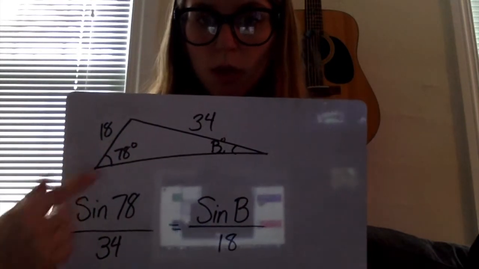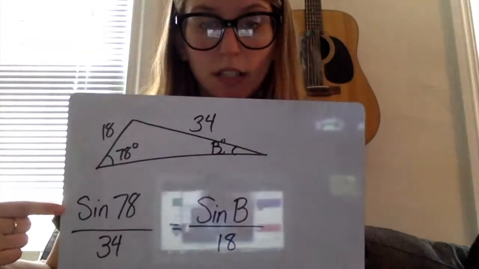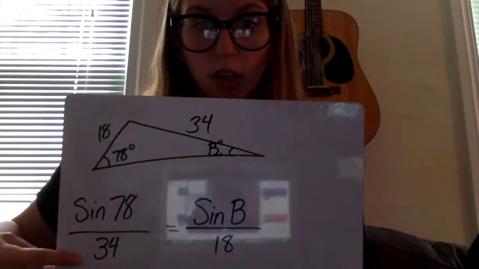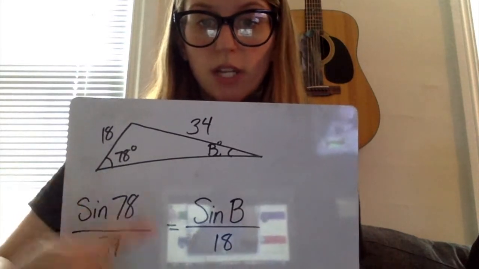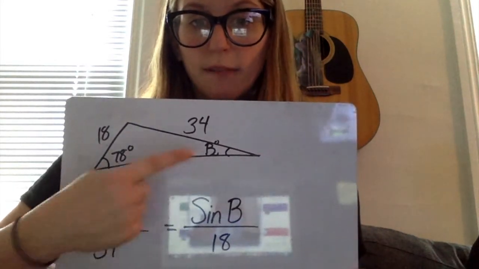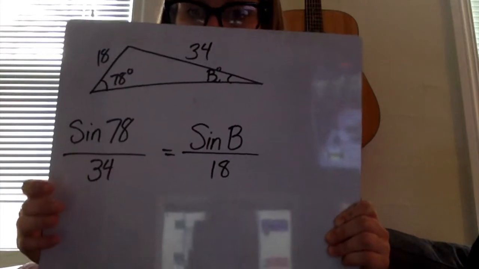So make sure that your angle is connected to sine and make sure that your side length is by itself. So sine of 78 over 34 equals sine of B over 18. That's fine for now. We're going to cross multiply. So that's going to give me 34 sine of B equals 18 sine of 78.